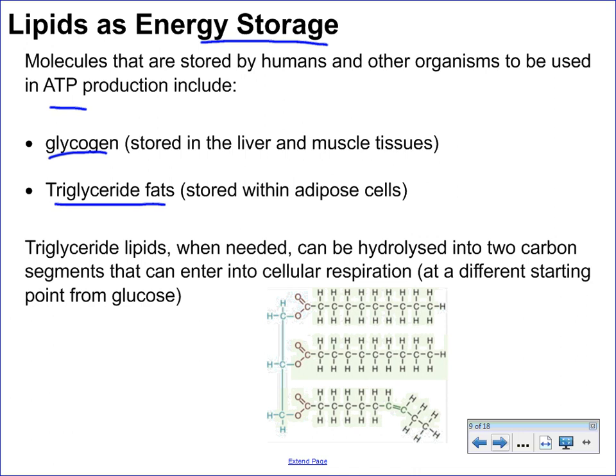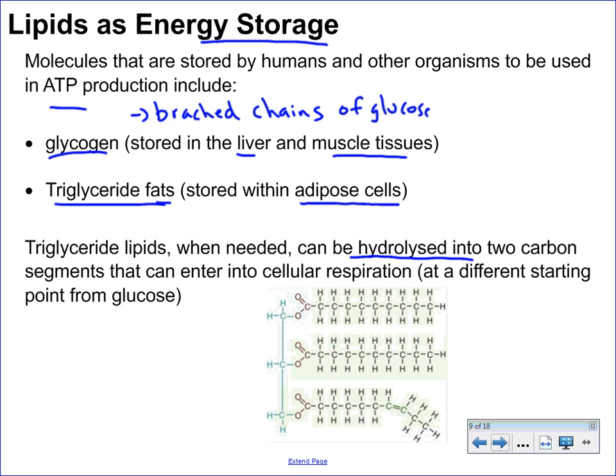So remember, glycogen is that highly branched chain of glucose. It's all those glucose molecules linked together in those highly branched chains. This is stored in the liver and muscle tissue. This is the go-to for your body to use to keep production of ATP rolling along. When glycogen stores get depleted, your body will need to dip into its long-term energy reserves. That's where the triglyceride fats come into play. The triglyceride fats are stored within the adipose cells. And triglyceride lipids, when needed, can be hydrolyzed into 2 carbon segments that can be entered into cellular respiration.